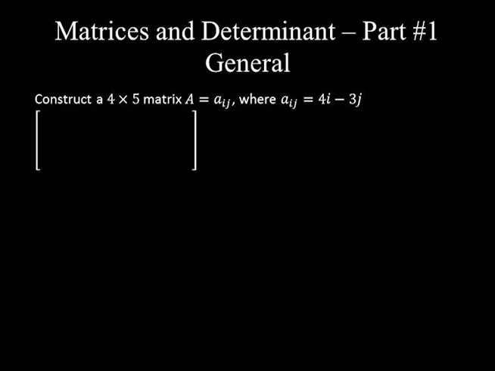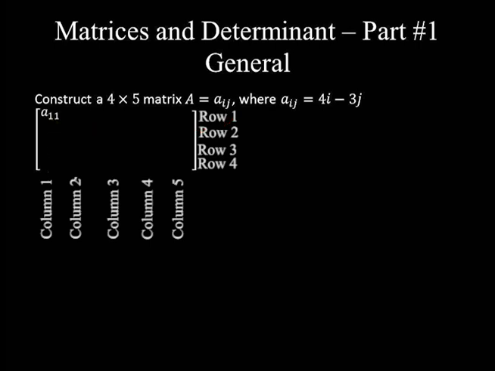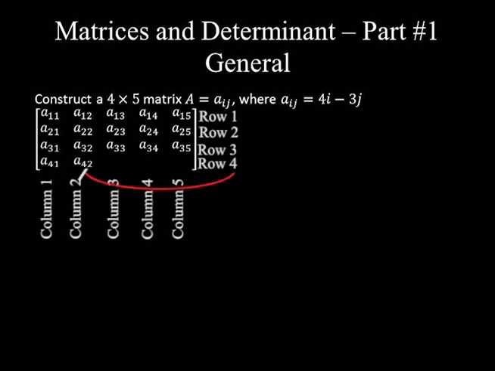That's row 1 elements, A sub 1 1, A sub 1 2, A sub 1 3, A sub 1 4, and A sub 1 5. Row 2 elements, A sub 2 1, A sub 2 2, A sub 2 3, A sub 2 4, and A sub 2 5. Row 3 elements, A sub 3 1, A sub 3 2, A sub 3 3, A sub 3 4, and A sub 3 5. And row 4 elements, A sub 4 1, A sub 4 2, A sub 4 3, A sub 4 4, and A sub 4 5.